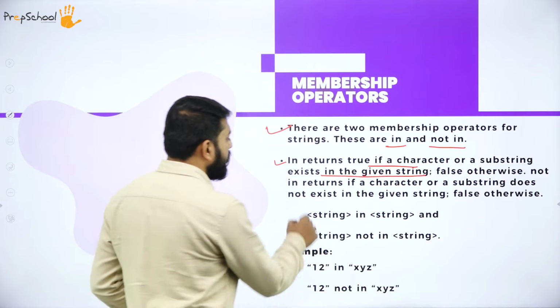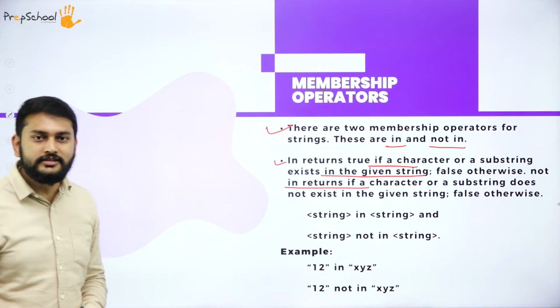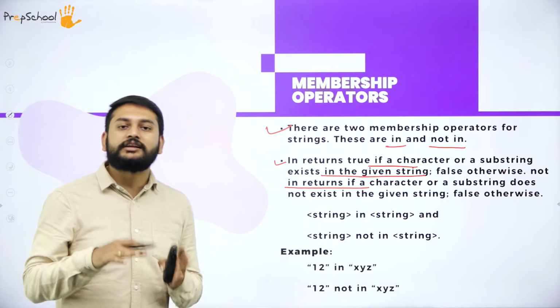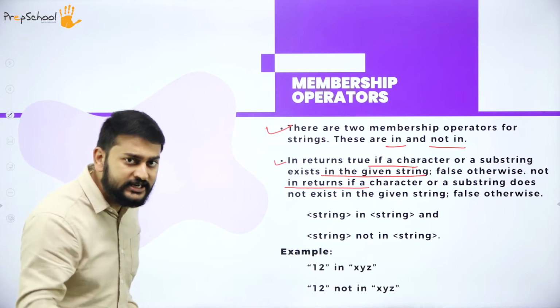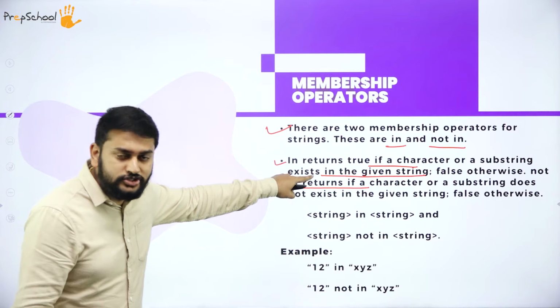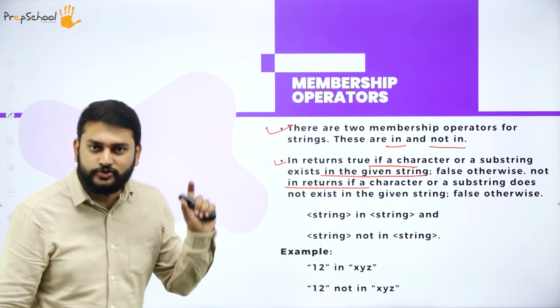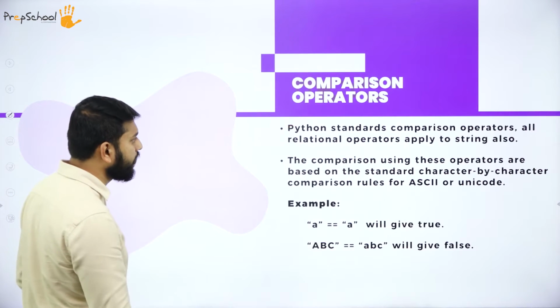Not in returns the opposite of in. Suppose it is not there, it returns true. If it is there, it returns false. That is what you have to understand. in returns true if the character or a substring is present. Let's understand how exactly this works.